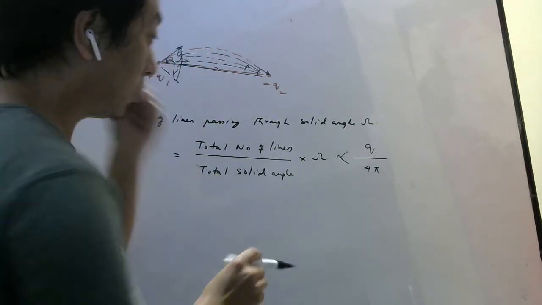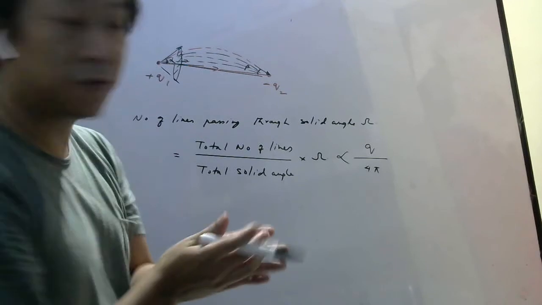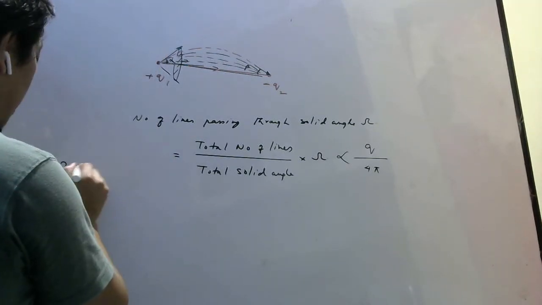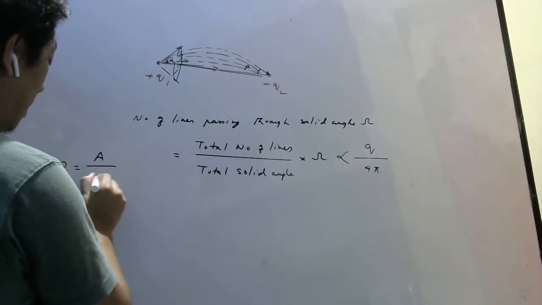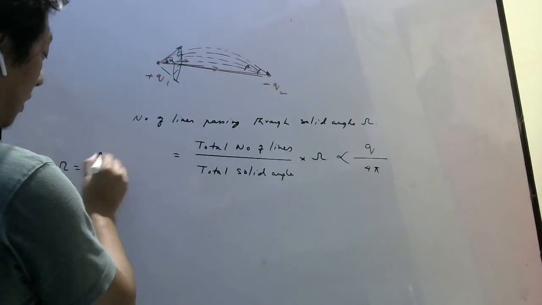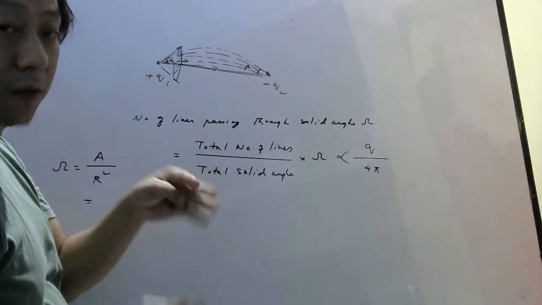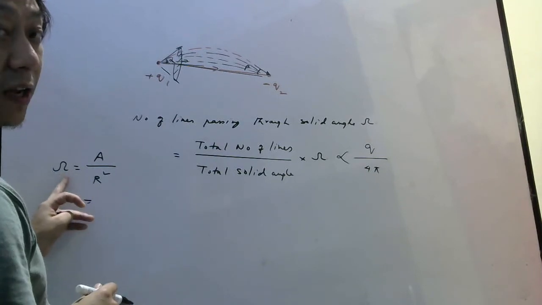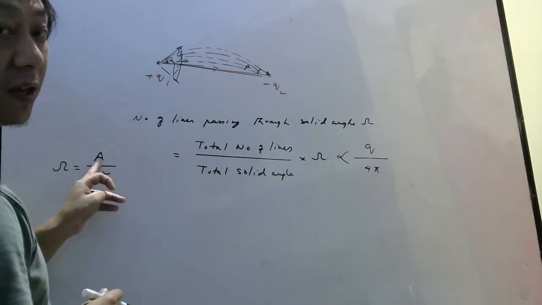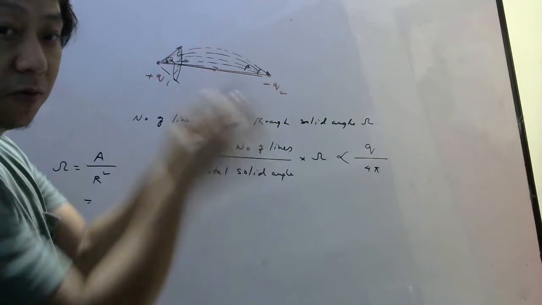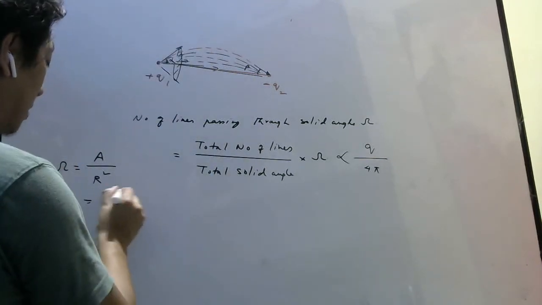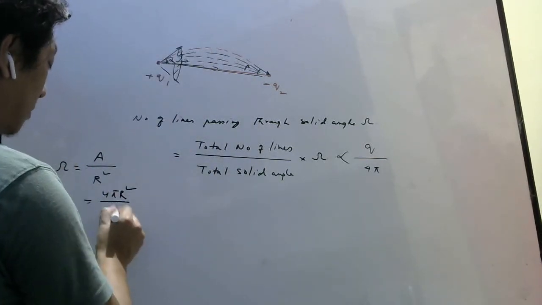Okay. So total solid angle for a sphere is how much? 4 pi, right? What was the formula for solid angle? Area divided by r square. Now what is this A? This A was part of the area of the sphere. If you want maximum solid angle, then you have to use maximum area. Maximum area means full area. Full area of sphere is how much? 4 pi r square divided by r square.